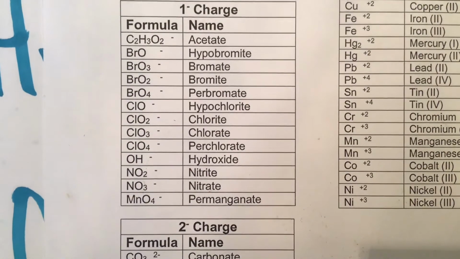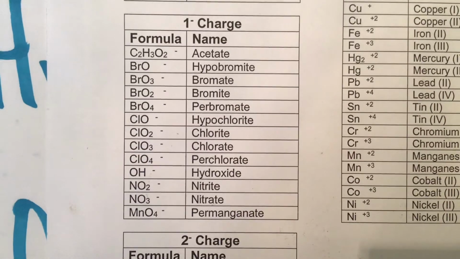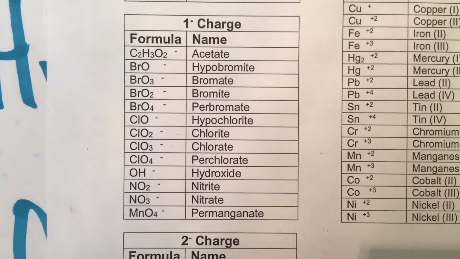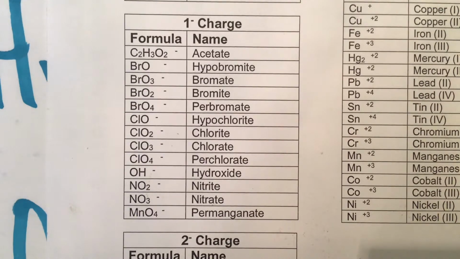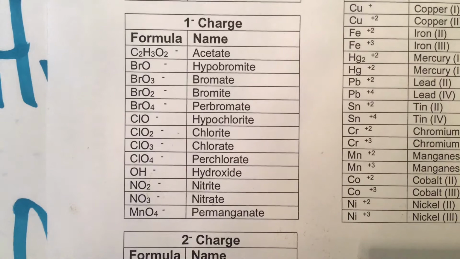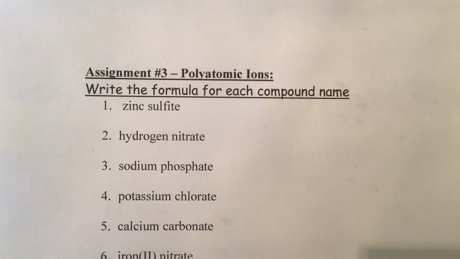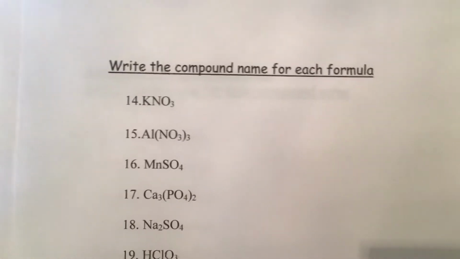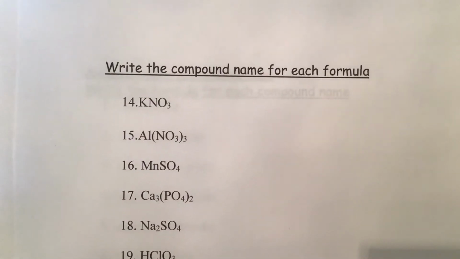So now we're going to look at naming and formula writing using these polyatomic ions. It sounds confusing at first, but really we're just going to be doing the same thing that we've been doing all along. Okay, so this is assignment number 3, polyatomic ions. We're going to do this the same way we did the other one. The first part, we're going to go from the name to the formula. And on the second part, we're going to go from the formula to the name.